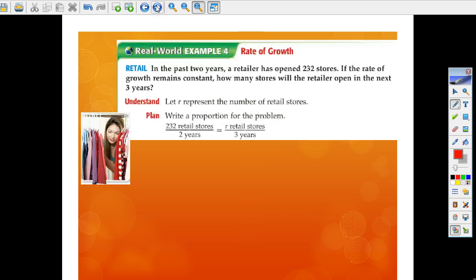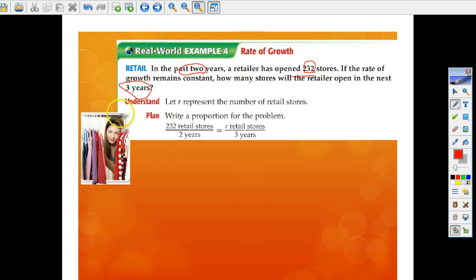So here's a real world example of rate of growth. Retail. In the past 2 years, a retailer has opened 232 stores. If the rate of growth remains constant, how many stores will the retailer open in the next 3 years? So past 2 years, 232. How many stores do you think they'll open in the next 3 years?